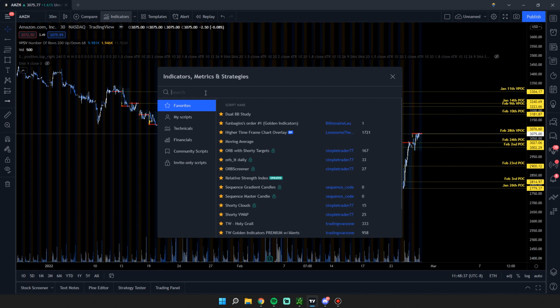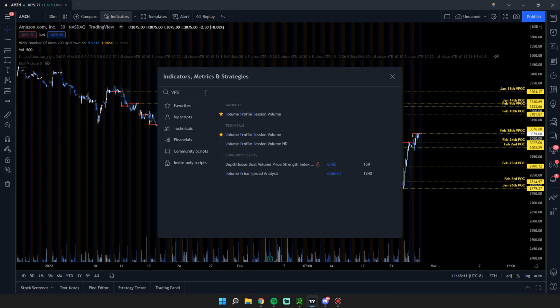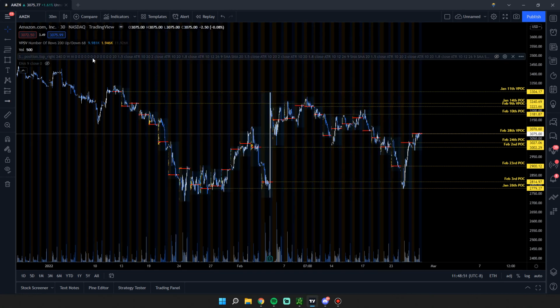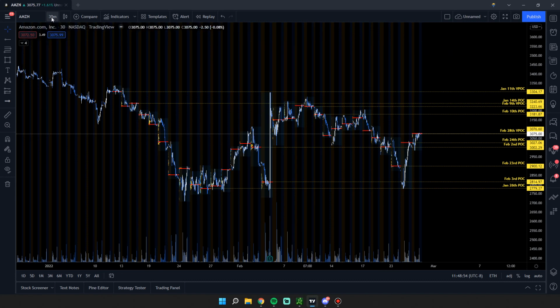So again, you would just go to indicators like I have and search for VPSV, and it will come up volume profile session volume. This is the one that you want. Once you have that on your chart, you want to go to the 30-minute time frame.